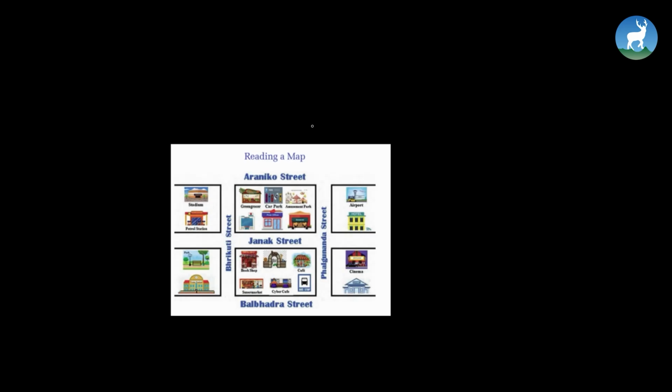So let's read out the instruction number D. It instructs us to walk along Balbhadra Street, take the first turning on the left, and it's on your right next to the bank. Hence, we walk along Balbhadra Street, take the first turning on the left, and it says it's on your right next to the bank. So it's the bus stop.